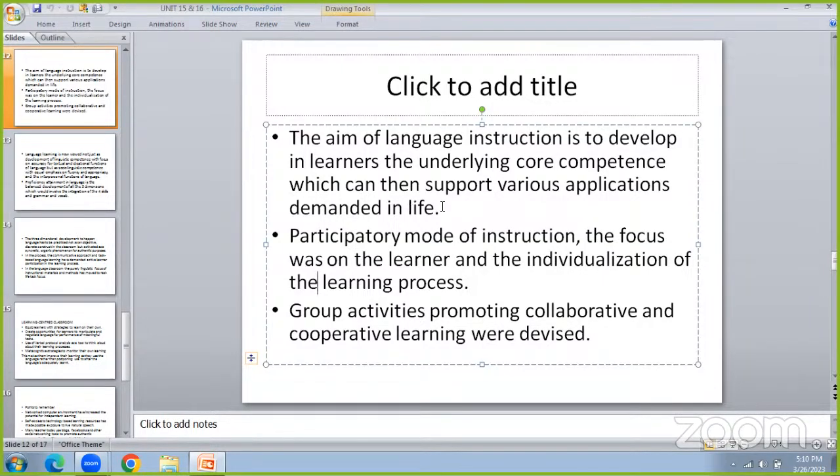So now, in the participatory mode of instruction, the focus was on the learner and individualization. I just wanted to make one phrase here: learner autonomy. So guys, do any one of you have an idea about what this learner autonomy is? Can anyone of you respond? Anyone knows about this learner autonomy?